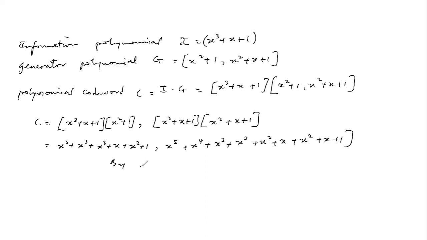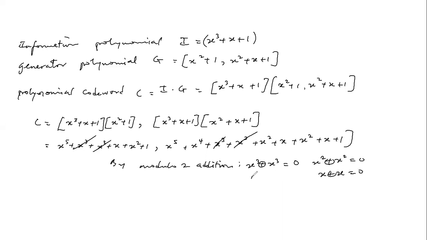Now by modulo 2 addition, x cubed plus x cubed will be equal to 0. So this will truncate this, right? And this will also truncate this. The same goes for x squared plus x squared, which is equal to 0, and x plus x is equal to 0. More like 1 plus 1 modulo 2 is 0, and 0 plus 0 is also 0. So all of this truncate themselves.